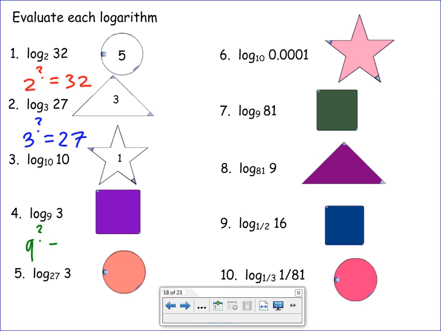9 to the what exponent equals 3? What? That's not on my half sheet. Well, it kind of is, right? Well, the square root of 9 is 3, and as a fraction, a square root is 1/2. 9 to the 1/2 power equals 3. In the same way, the cube root of 27 is 3, so 27 to the 1/3 equals 3.